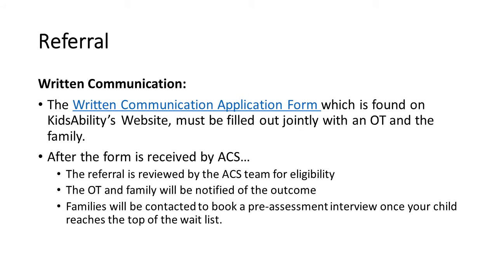The first step for a referral for written communication is filling out the written communication application form, which is found on the KidsAbility website. This form must be filled out jointly with your current occupational therapist. After the form is received by ACS, the referral is reviewed by the ACS team for eligibility. The occupational therapist and family will be notified of the outcome, and families will be contacted to book an assessment once your child reaches the top of the waiting list.